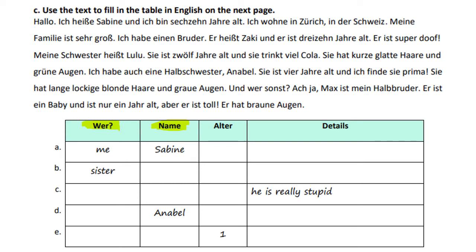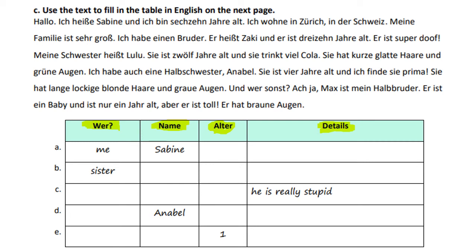Then we have Alter. So we've seen alt before. Alter actually just means age. Alt meaning old. And details. I mean, it's pretty self-explanatory, isn't it? So you need to give any details about whatever is mentioned about that particular person. Okay, so if we do the first one together, and then you can pause the video and complete the task, and then I'll run through the answers.